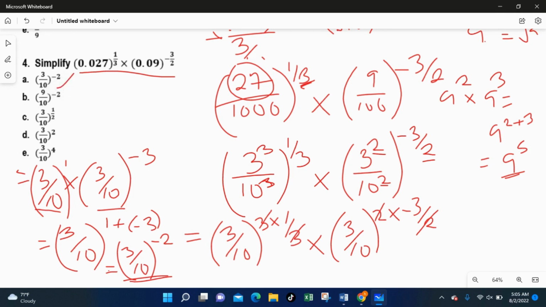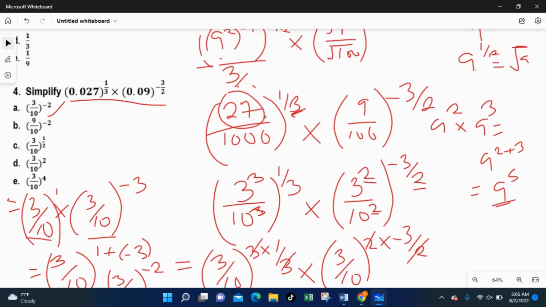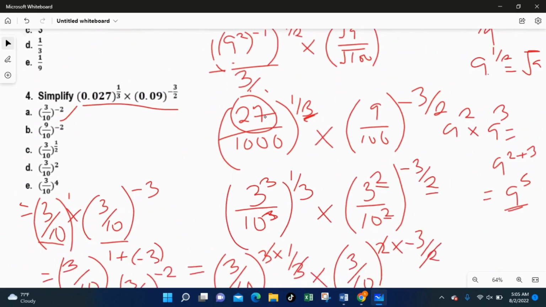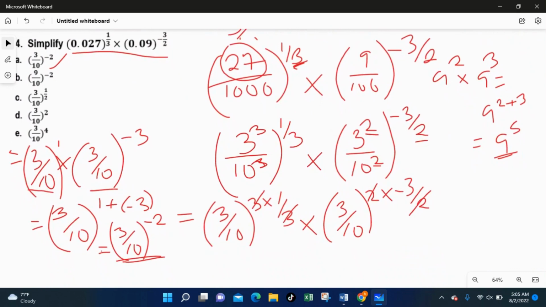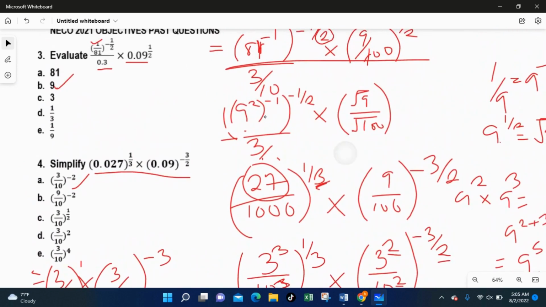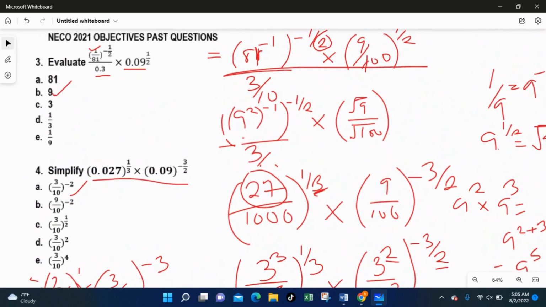So you see, whenever you are given a question like this in mathematics, all you need to do is to follow the laws of indices. And once you can follow the laws of indices, you can solve the solution appropriately. Thanks so much for watching, and I look forward to seeing you watch question 5 and 6 of the NECO 2021 objective past question.